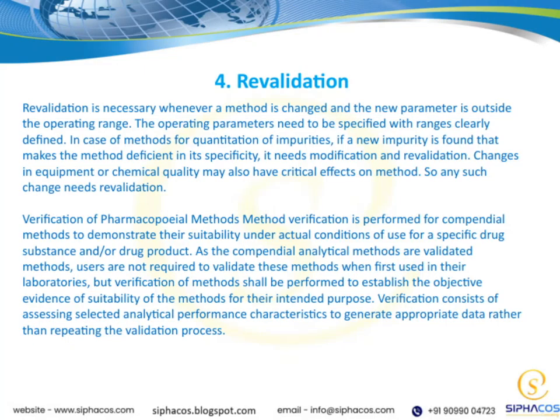Revalidation is a critical part of maintaining the integrity of our analytical methods. It becomes necessary whenever we make changes to a method, especially if those changes push parameters outside the initially defined operating range. It's important to specify the operating parameters clearly, including their ranges, so we know exactly when revalidation is needed. For example, if we discover a new impurity during analysis that affects the method's specificity, the method may no longer be suitable and will require modification and revalidation.